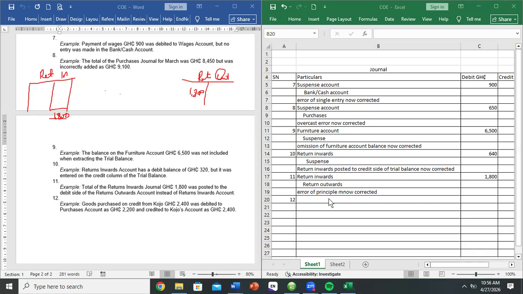Okay. So if purchase account has been undercast, you remember, so there's a casting error, right? Purchase account has been undercast by 200. So what we do is, what has been undercast? Purchases. What balance does it have? Debit. So to correct it, you debit purchase account, and then you credit suspense. So the undercast is only 200.